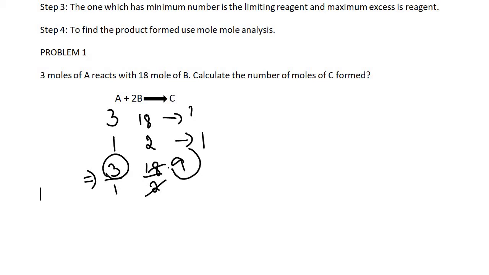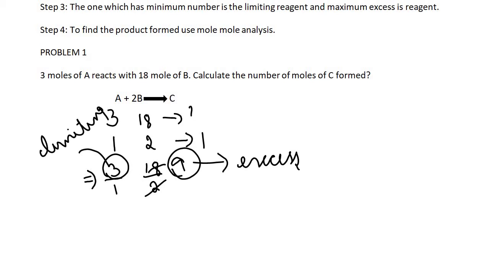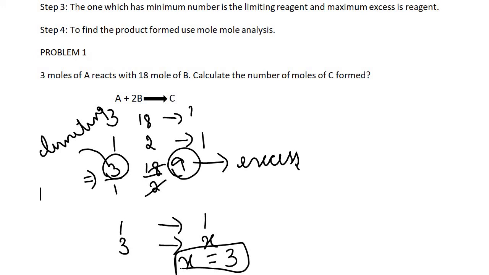So we have 3 and 9. In step 3 we know that the number which is minimum is the limiting reagent, and the maximum number is the excess reagent. Here B is an excess reagent and 3 is the limiting reagent, which means A is the limiting reagent and B is the excess reagent. To find the number of moles of C formed, we take the limiting reagent A. If 1 mole of A forms 1 mole of C, 3 moles of A forms how much? X is equal to 3. So the number of moles of C formed is 3.